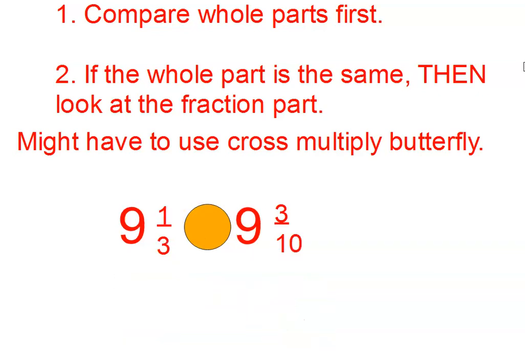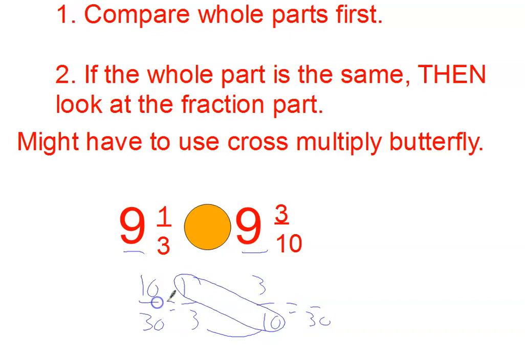9 and 1/3, 9 and 3/10. They both start with 9. We got 1/3 and 3/10. Cross multiplying, my new denominator is going to be 30. Then we got 1 times 10 over here, 10/30ths, and over here we got 3 times 3. Oh, that was a close one. 10/30ths is just a little bit more than 9/30ths, so 9 and 1/3 is a little bit more than 9 and 3/10.